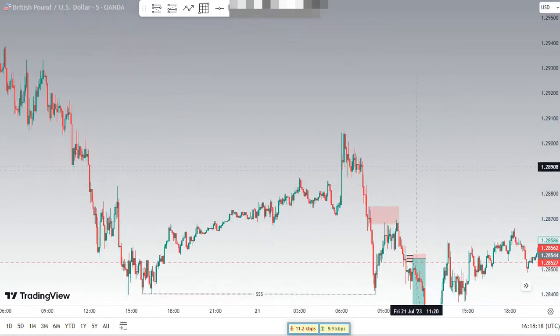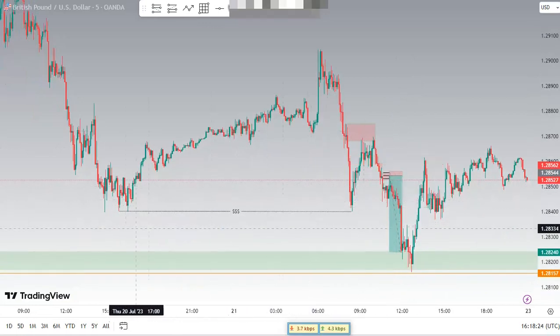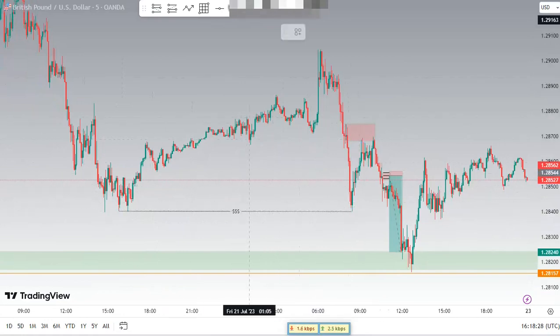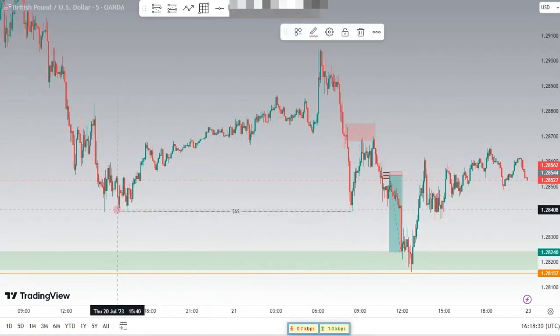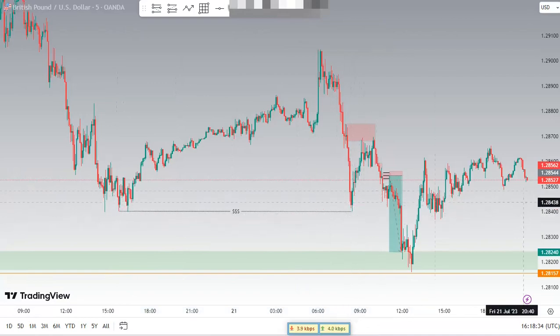So we took this trade on Friday last week, and I'll just give you the reason why we took it. So we had that price generated a form of double bottom at this point here. So you can see this is right here. It's a form of double bottom generated by price.